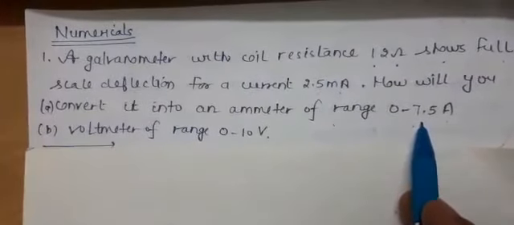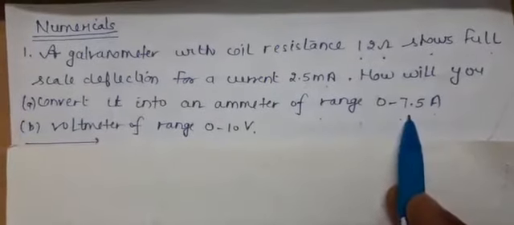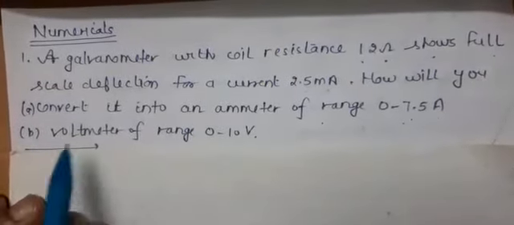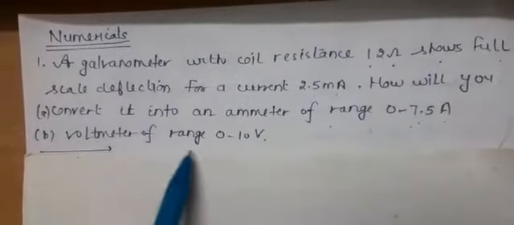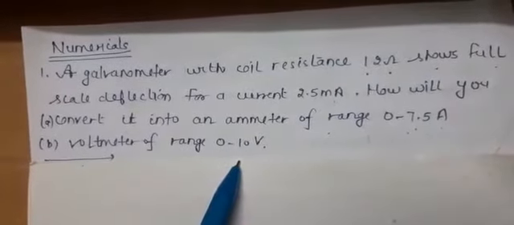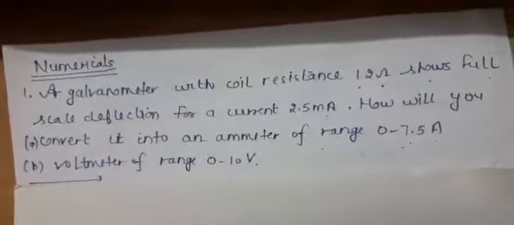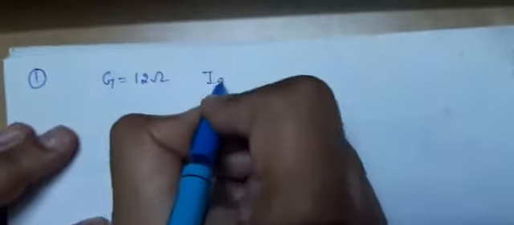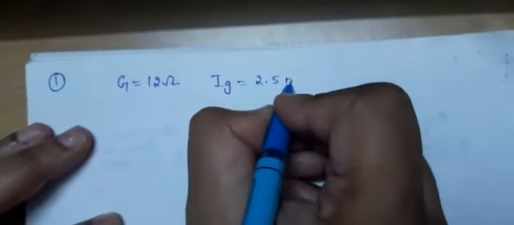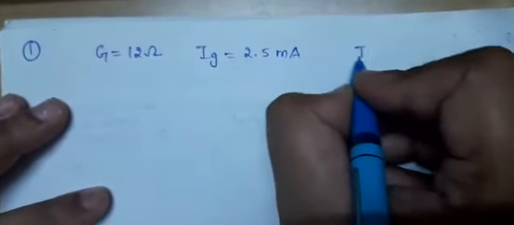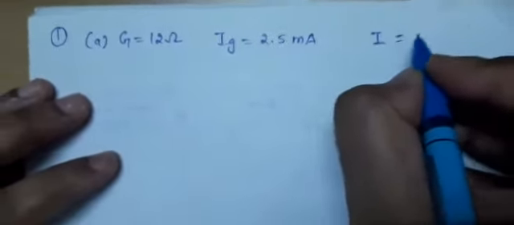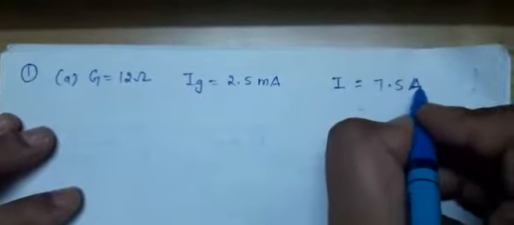That means maximum current. So I, what will be the final value of current? That is 7.5 ampere. And second point is to convert it into a voltmeter of range 0 to 10 volt. That means voltage that will be equal to 10 volt. So as per the given data, we know that resistance of galvanometer is 12 ohm, current for full scale deflection is 2.5 milliampere, and for converting galvanometer into ammeter whose maximum current is 7.5 ampere.